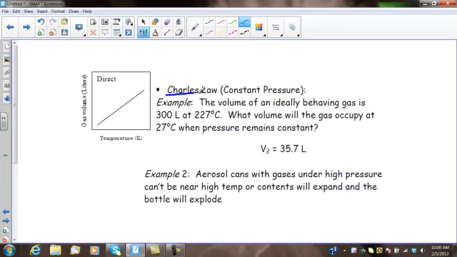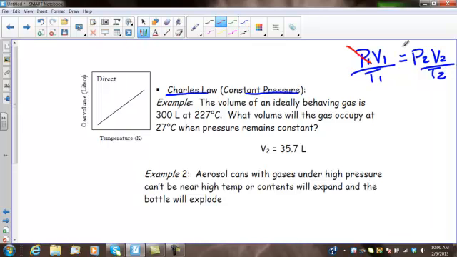Charles's law, constant pressure. So before I even get started, I'm going to take my formula P1V1/T1 = P2V2/T2. I'm going to get rid of my P because it's constant. Now I'm really working with a formula that's V1 over T1 equals V2 over T2. The volume of an ideally behaving gas is 300 liters, V1, at 227 Celsius, T1. What will the volume of the gas be, I don't know V2, at 27 Celsius, T2.